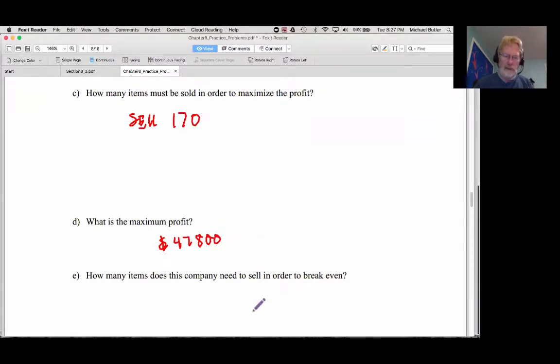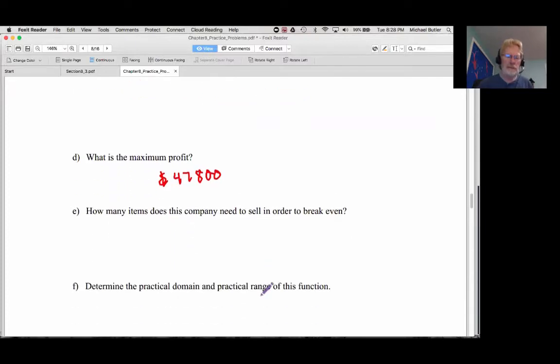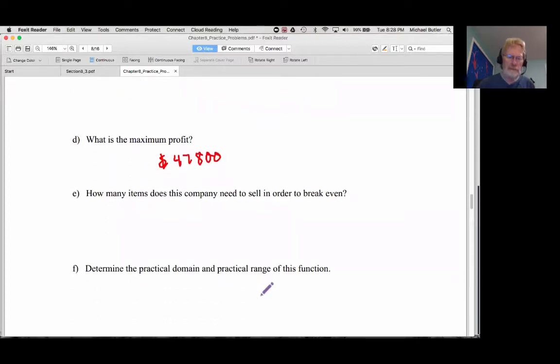How many items does a company need to sell in order to break even? All right, so what does break even mean here? What do you think? Make the $10,000. Yeah, we have to make at least the 10,000, but it still cost us 2 times the number made squared. So we don't have just a fixed 10,000. The cost goes up as we make them because we've got manufacturing cost also.